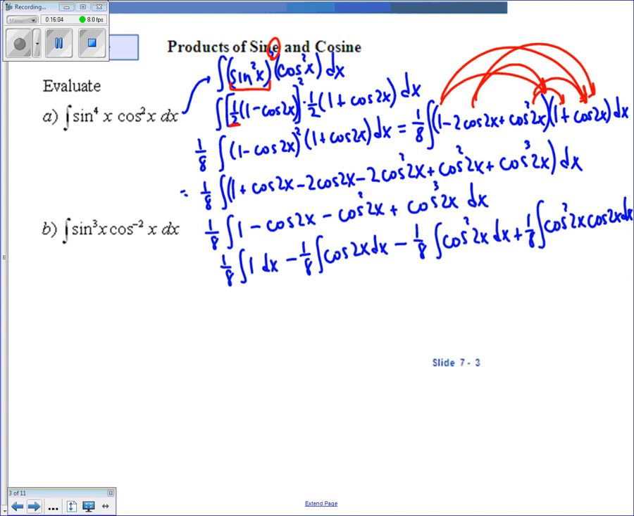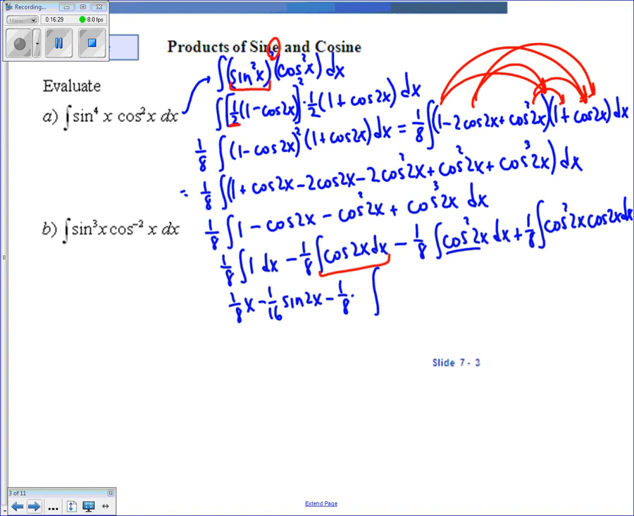Okay, the first one is simple. The integral of 1 is just x, so I've got 1/8 x. The next one here isn't too hard. It's just going to be a little u substitution. U will be equal to 2x, so I'm going to have minus 1/16 sine of 2x. The next one is an even power of cosine. Yep, you're going to have to do it. 1/8, it's going to be the integral.